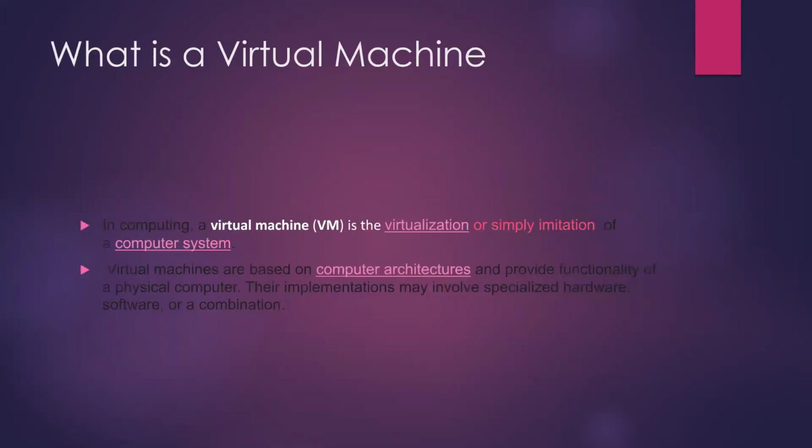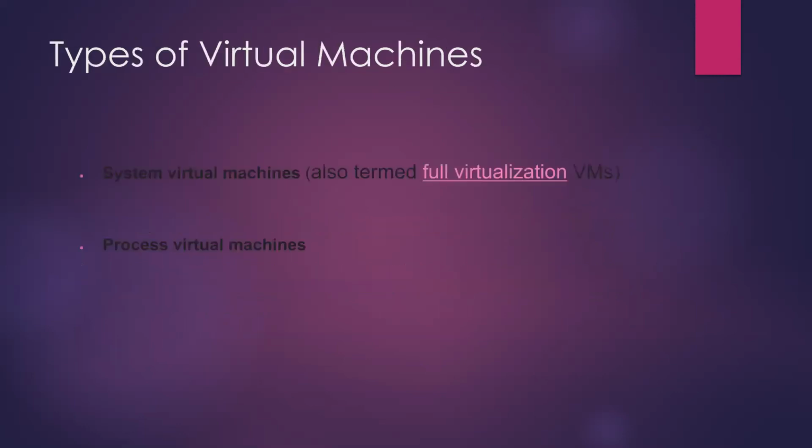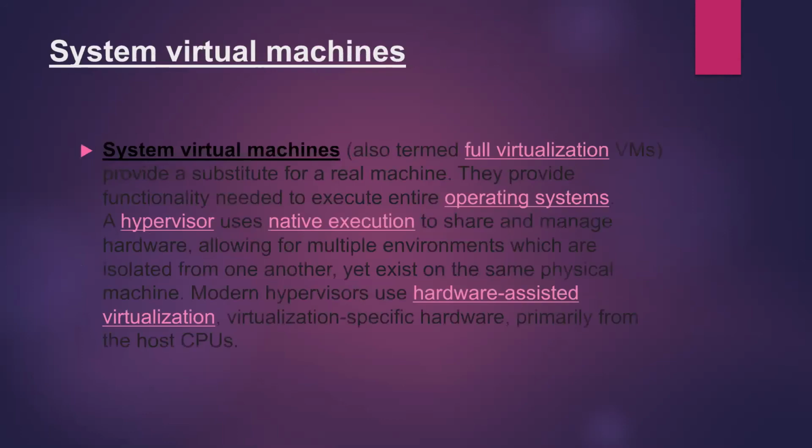And then we can talk about what is a virtual machine. In computing, a virtual machine is the virtualization or simply an imitation of a computer system. Virtual machines are based on computer architectures and provide the functionality of a physical computer. Their implementation may involve specialized hardware, software, or a combination. And there are two types of virtual machines: system virtual machines and process virtual machines.